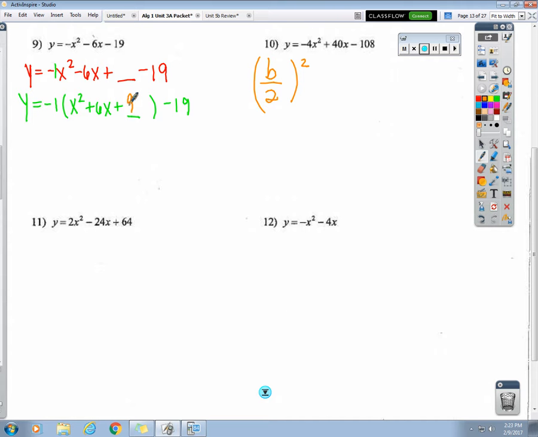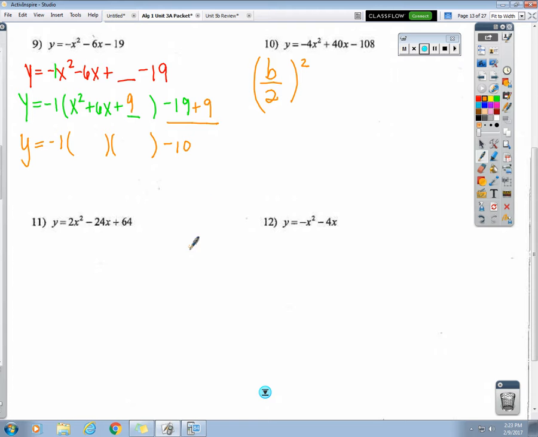So to balance things, you need to add 9. Because to balance out a negative 9, you do the opposite, you add 9. So now we have y equals negative 1, and I'm ready to factor that. And over here, I can now combine those. What's negative 19 plus 9?